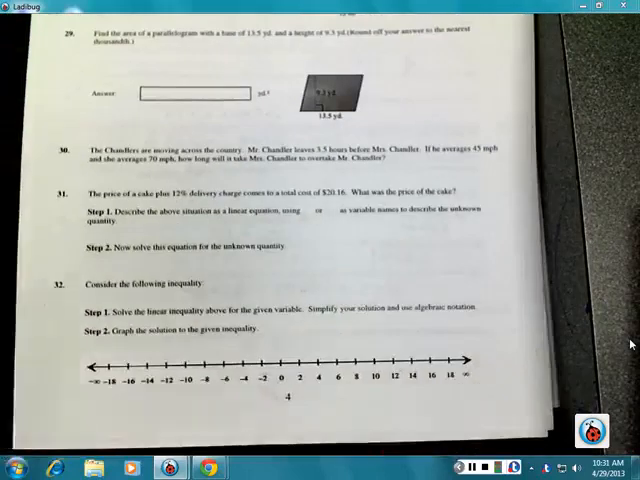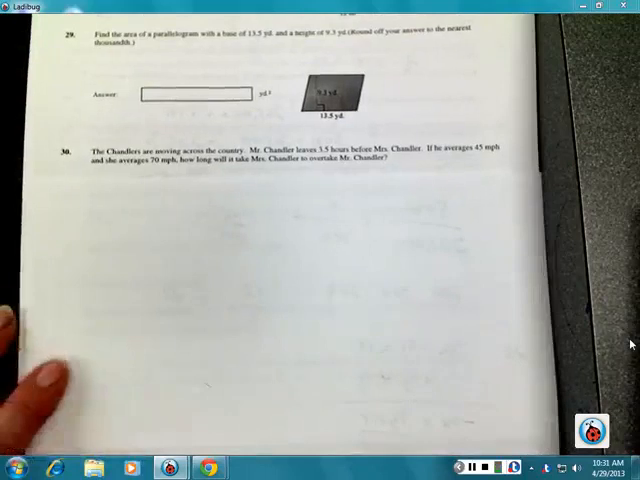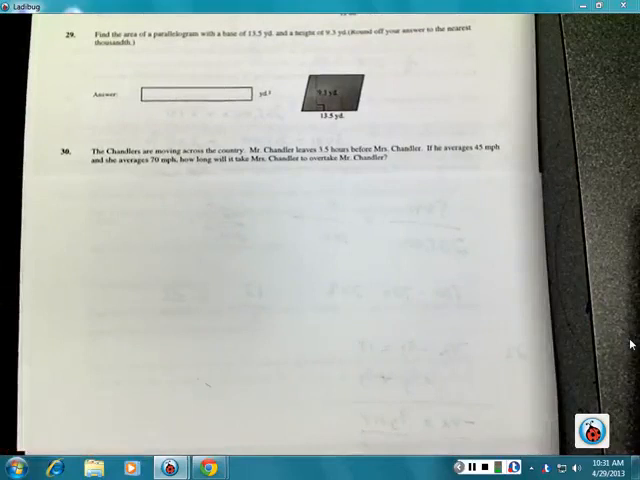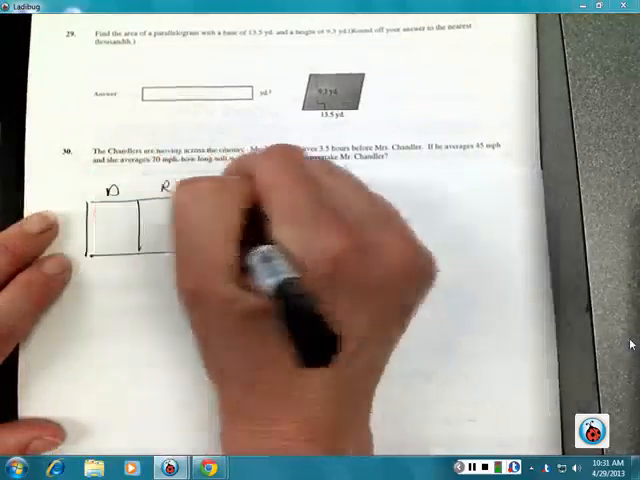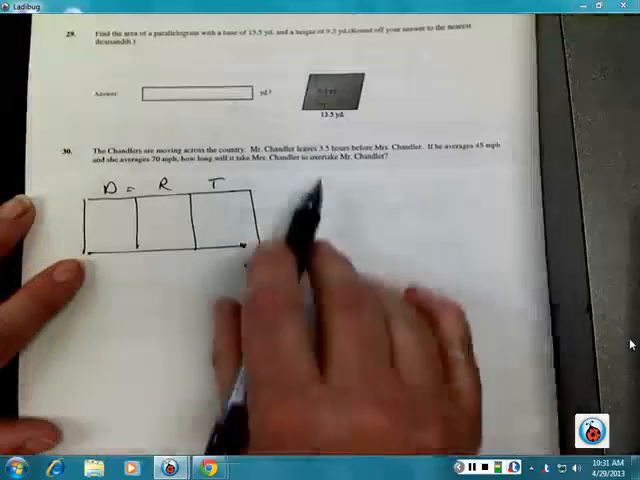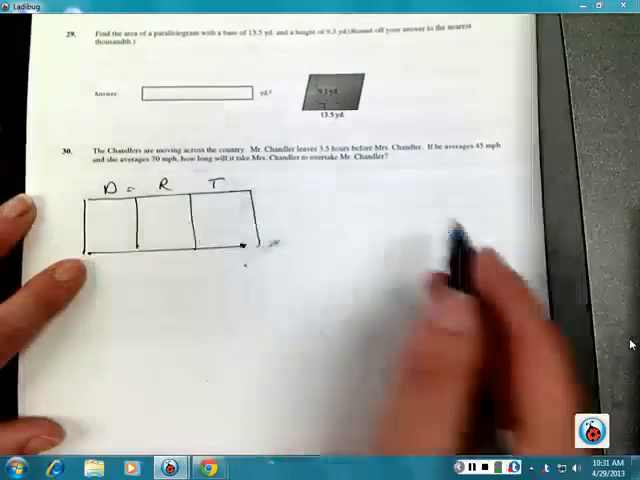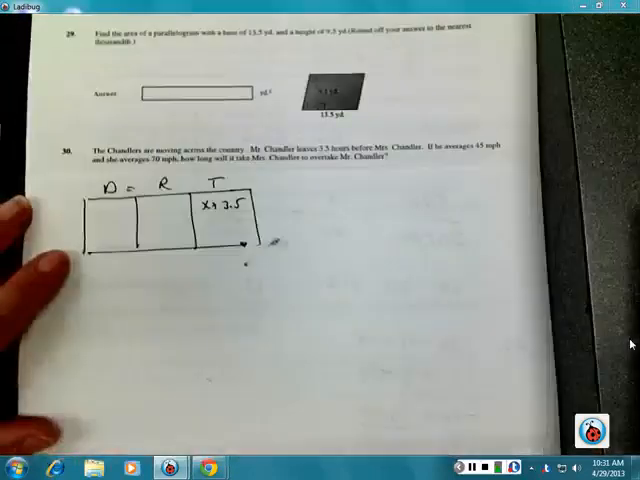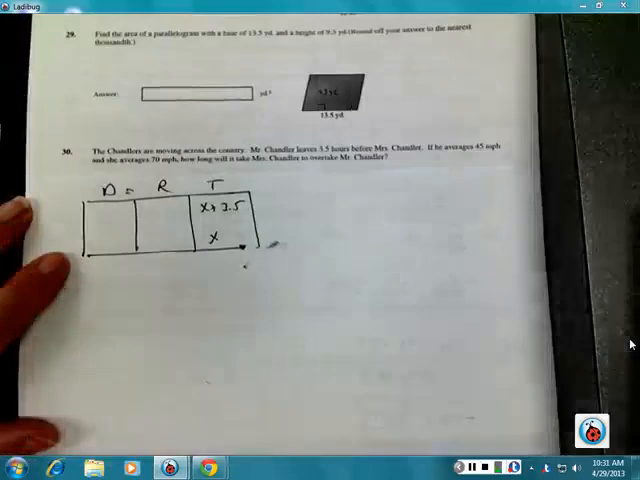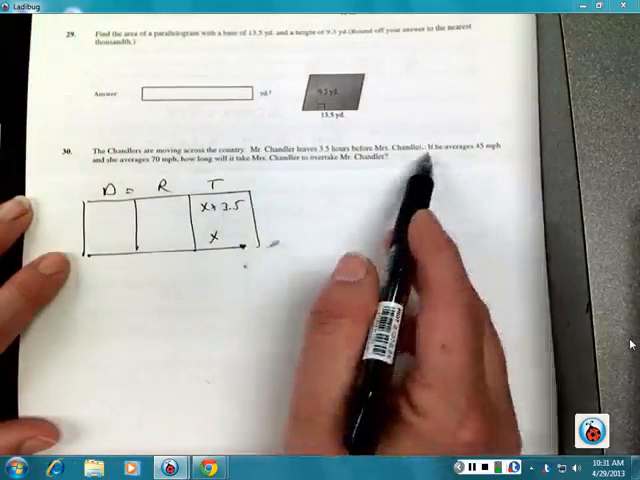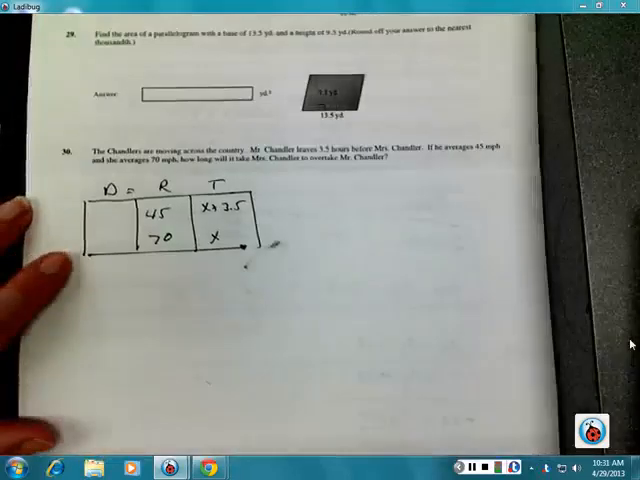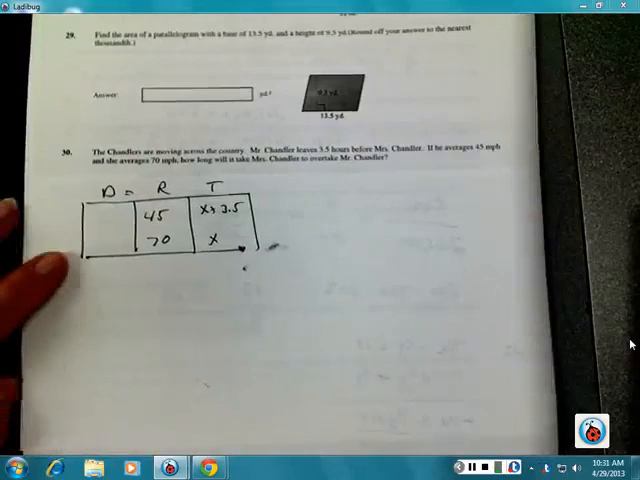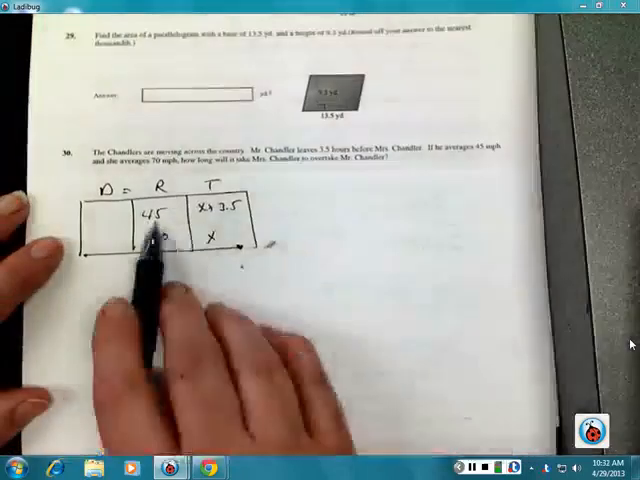Number 30. Help. Yes, number 30. The Chandlers are moving across country. Mr. Chandler leaves 3.5 hours before Mrs. Chandler. So this is a distance equals rate times time. So he leaves 3.5 hours before, so it's x plus 3.5. When does she leave? She leaves at x, right? Because he's leaving before her. His average speed is 45 miles per hour. How fast does she go? She's driving at 70. And it says how long will it take till Mrs. Chandler overtakes Mr. Chandler? So I need to set these two equal to each other.